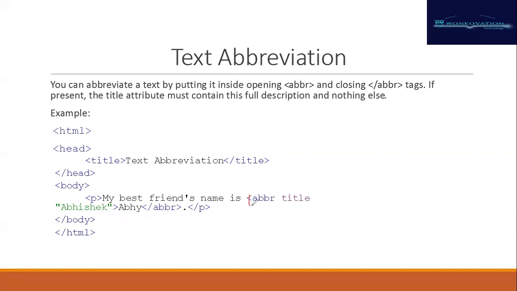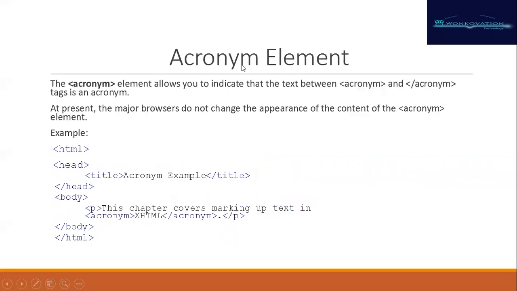We will use ABBR, and whatever title we give inside the title, when we put the cursor over this abbreviation part, it will show what it is. So what will the output be? It will be output like this: the abbreviation with dotted lines below it. Then the acronym element.